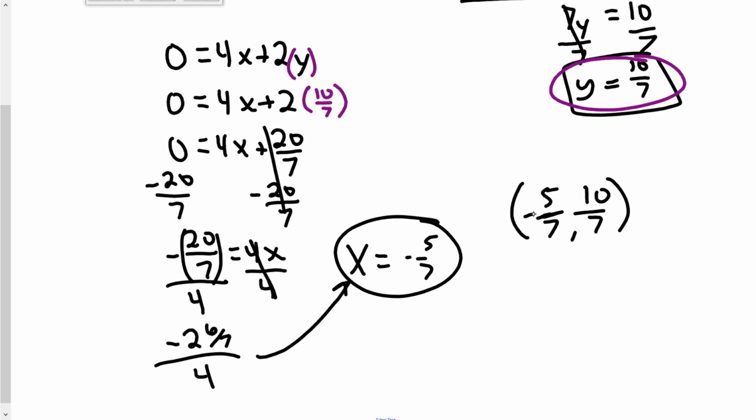And I'm perfectly fine with the fractions like this. You could type them in as a decimal, rounded to the nearest hundredth, or a mixed number, whatever floats your boat.